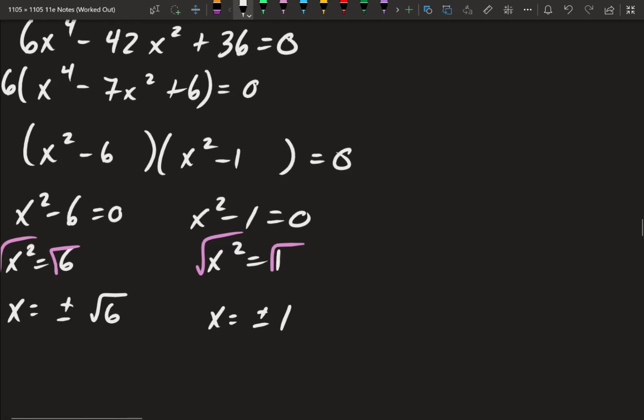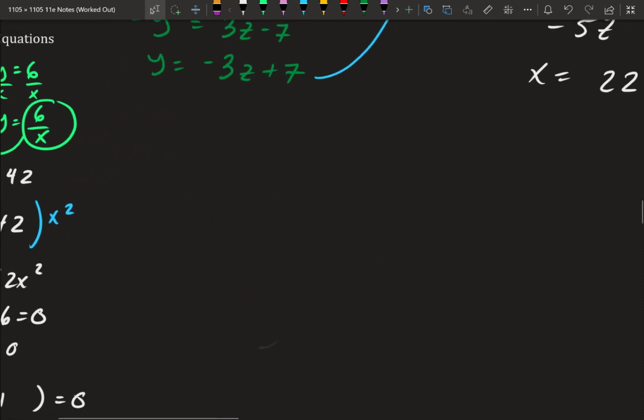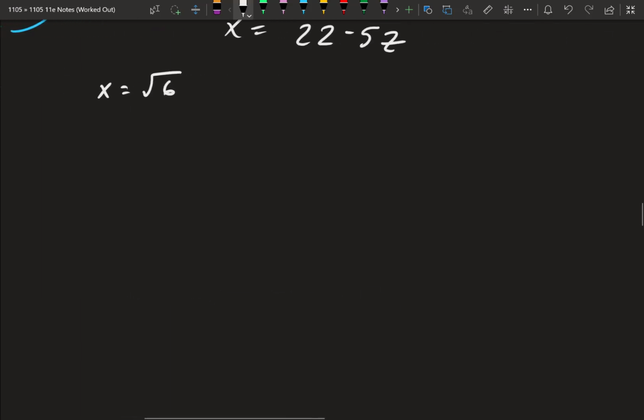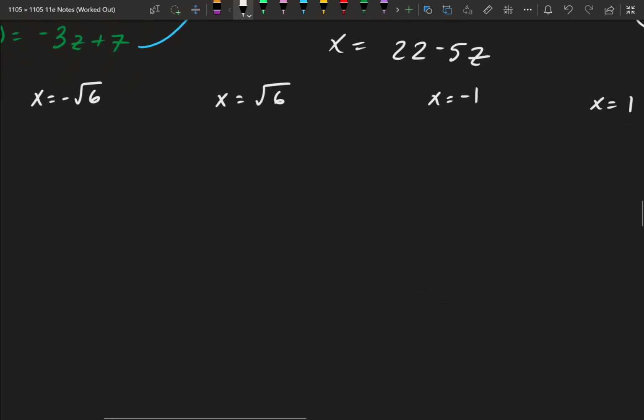Now that's what x is. So we have 4 x's. We have x at negative square root of 6, x at positive square root of 6. We have x at negative 1 and x at positive 1. So you can plug these into any equation and then solve for y.